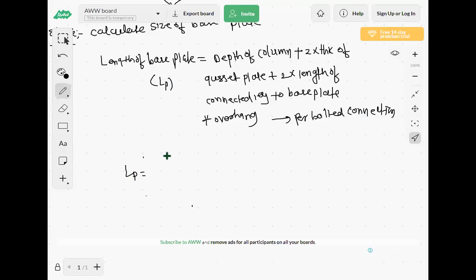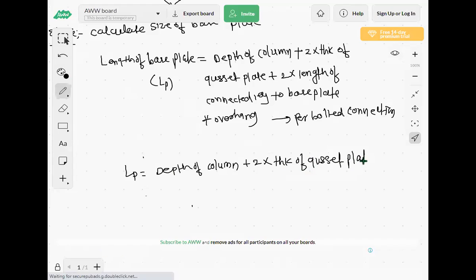That formula is again depth of column. If you are using the bolted connection, then you have to use this formula for length of plate: depth of column plus 2 into thickness of the cleat angle, plus 2 into thickness of the gusset plate, plus overhang.